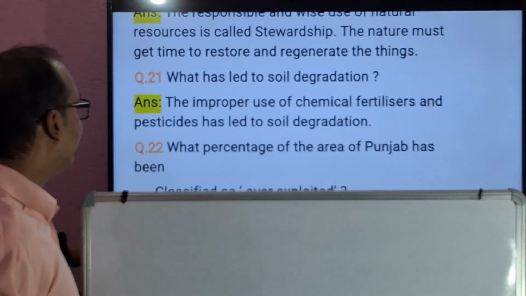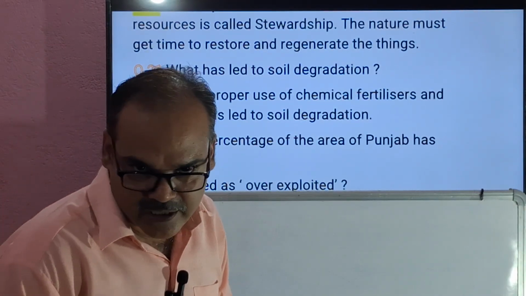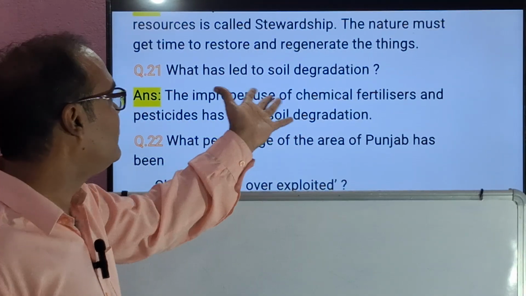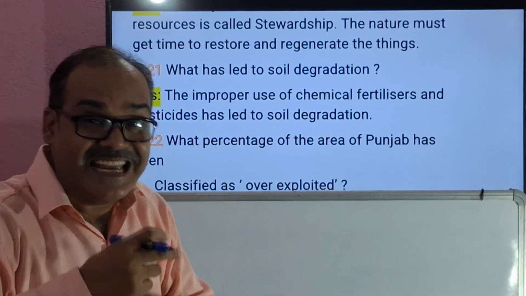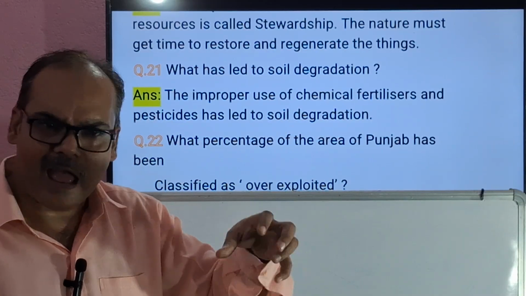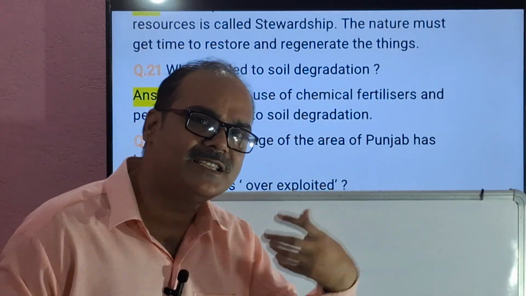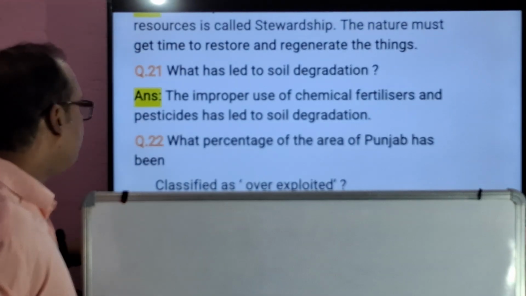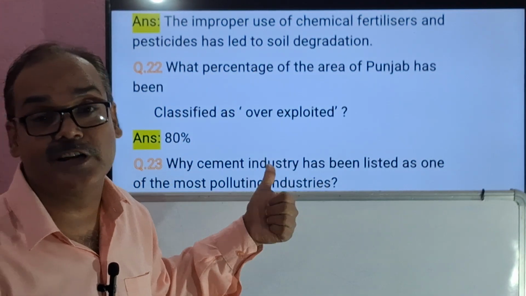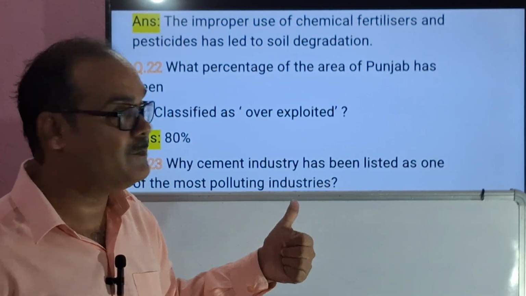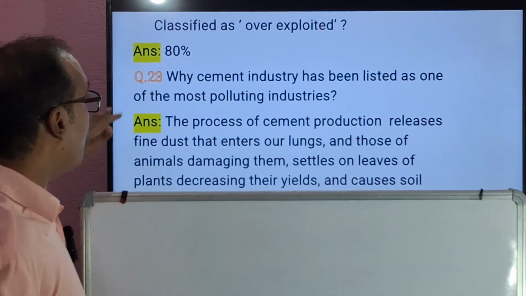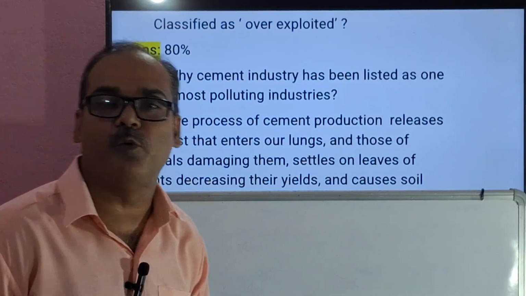What has led to soil degradation? The improper use of chemical fertilizers and pesticides has led to soil degradation. And you know what happens? Excessive use of chemical fertilizers and pesticides increases the amount of salt in the soil. It means the salinity increases and slowly what happens? The soil loses its fertility. What percentage of the area of Punjab has been classified as overexploited? 80% area of Punjab has been classified as overexploited.